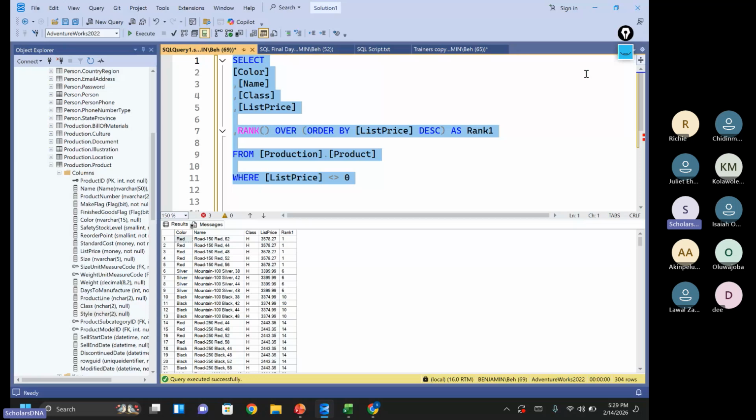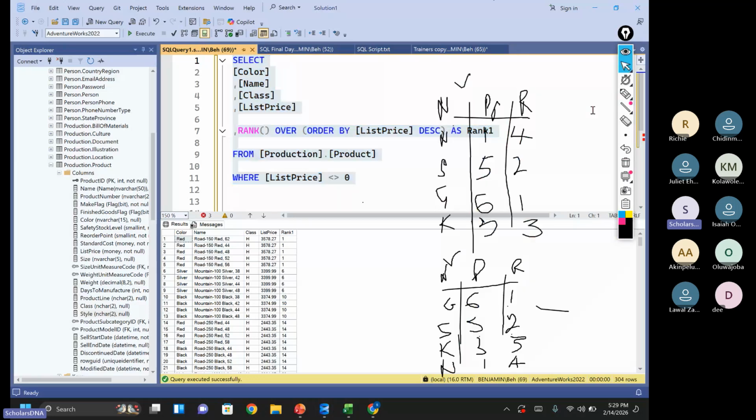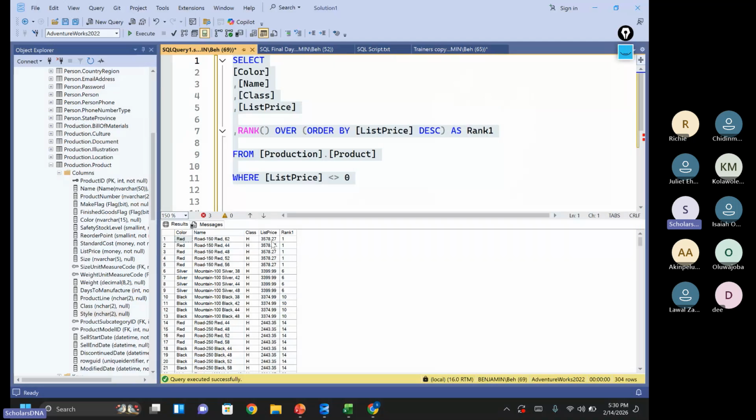Like I told you just now, you remember in an Olympic game, two countries can have the same record and they are both ranked together. So what you're seeing here is that two list prices are the same and they're all ranked 1, and the next one is 6.